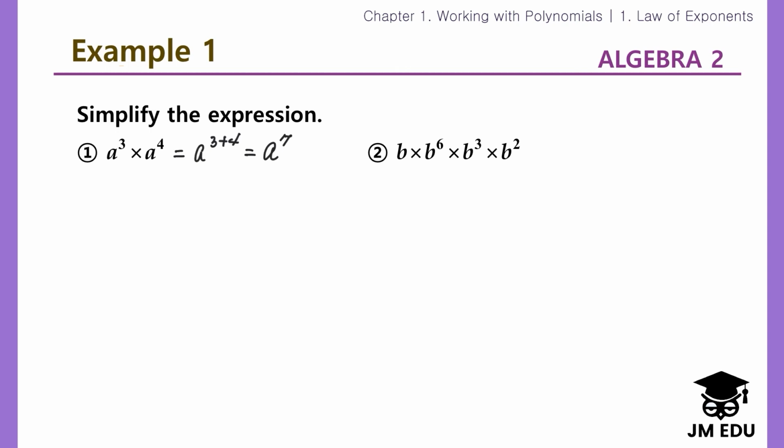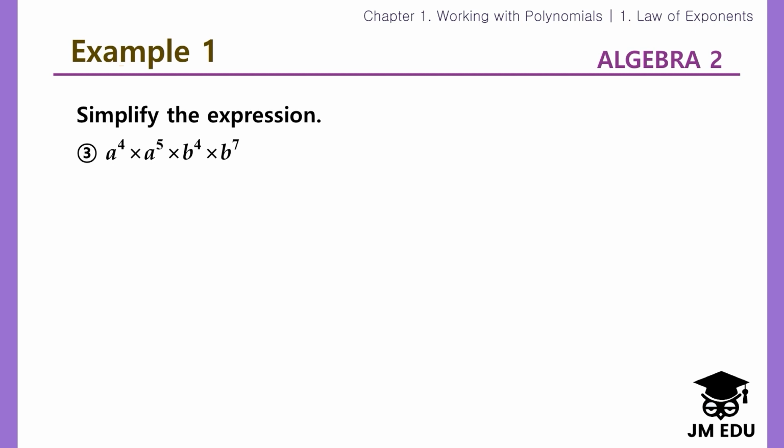Okay. Number 2, here we have b times b to the power of 6 times b cubed times b squared. They all have the same base b, right? So what we can do is add all of these exponents. 1 plus 6 plus 3 plus 2. So 1 plus 6 is 7. 7 plus 3, 10. 10 plus 2, that's 12, right? So that's b to the power of 12.